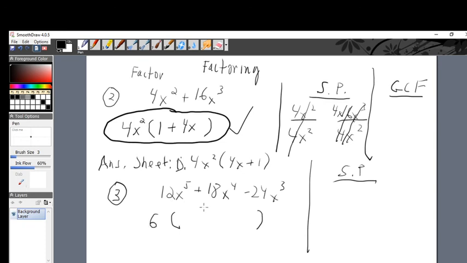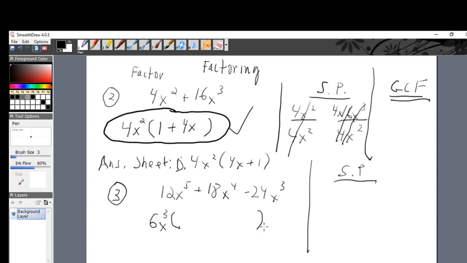6 will go into 12. It will go into 18. It will go into 24. And there's nothing higher that will go into all 3 of those numbers. So I got my 6 out there. What about the x's? Always pick the smallest. x cubed is the smallest. x cubed will go into x cubed, it'll go into x to the 4, and it'll go into x to the 5. So there's my GCF. It's on the left-hand side of the parentheses.